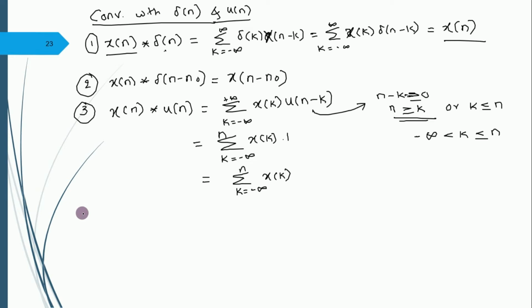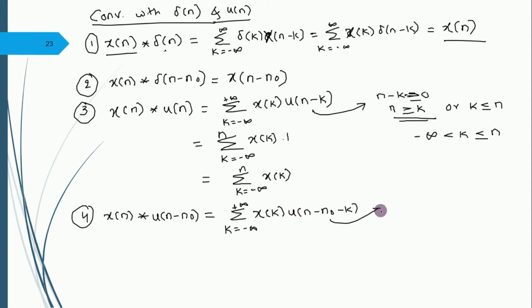Now similarly, fourth one, a slight modification: x of n convolved with u of n minus n naught. In this case, what you are supposed to do? Summation k is equal to minus infinity till plus infinity x of k u of n minus n naught minus k. This should go to 0. n minus n naught minus k greater than or equal to 0. So n minus n naught greater than or equal to k, or else k should be less than or equal to n minus n naught, and k's lower limit is minus infinity.